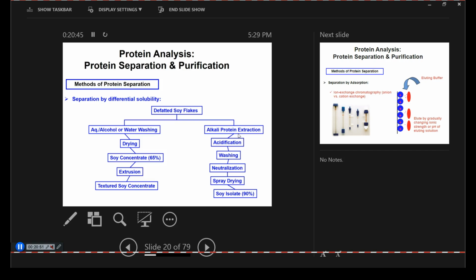So here, when we do acidification, there is a centrifugation step, basically, and you wash again, and then you centrifuge. What happens is your solubles that were not protein will remain in the supernatant, and you discard, and the precipitate where you have your protein, you wash it a couple of times, then neutralize it, then you spray dry. And that's what happens in industry.